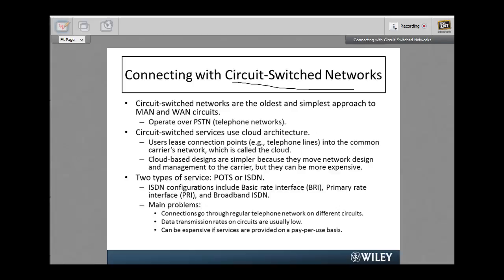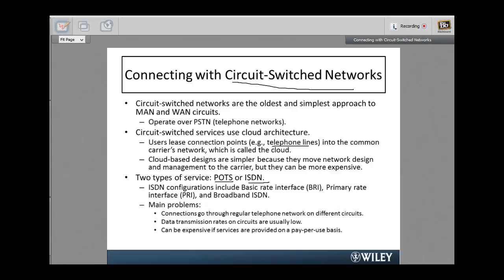Circuit switched service uses cloud architecture. The user leases connection points such as a telephone line into the common carrier network, which is also the cloud. Cloud-based designs are simple because they move network design and management to the carrier, but they can be more expensive. Two types of services, either POTS or ISDN. ISDN includes the basic rate interface, primary rate interface, and broadband ISDN.